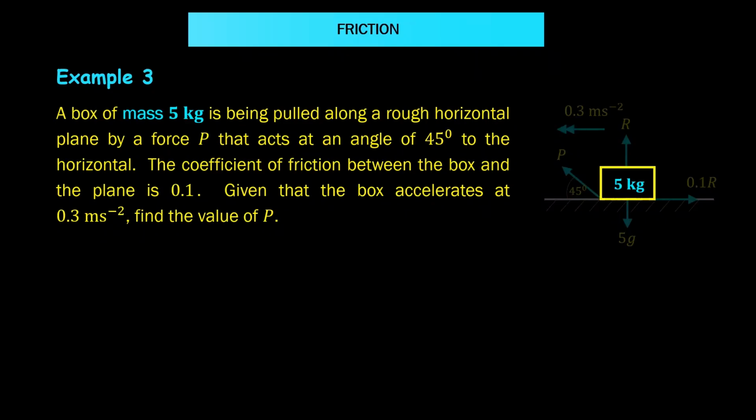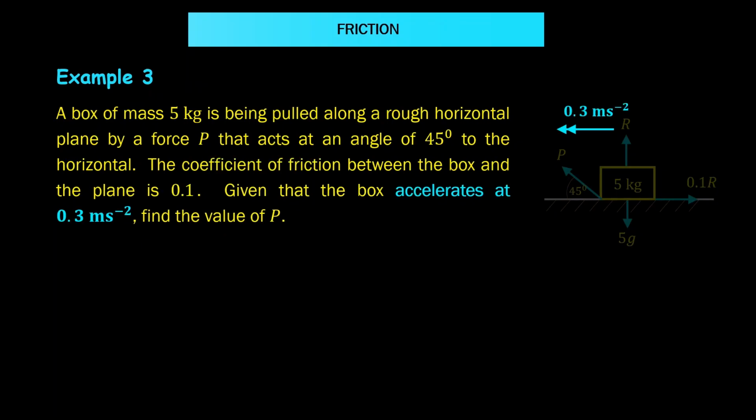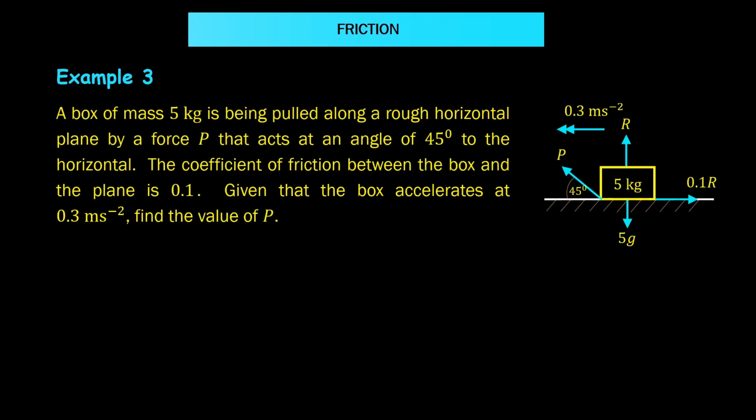So here's our mass, 5 kilograms. And here's our force P acting at an angle of 45 degrees. Our coefficient of friction is 0.1. And our acceleration is 0.3 meters per second squared. And we're required to find the value of P. So let's solve this.